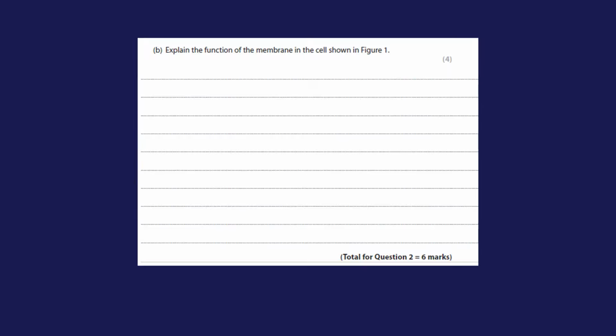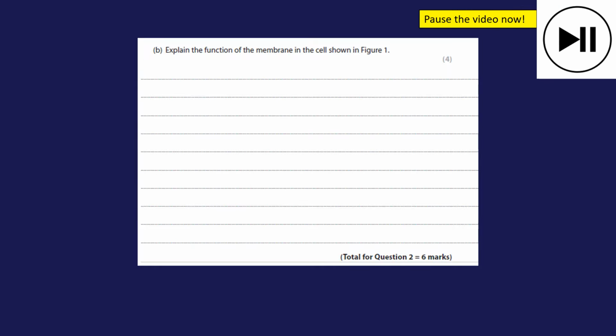Next part then is worth 4 marks. They're asking us to explain the function of the membrane. So again, I suggest you pause, and when you're ready to hear the answer, unpause the video.